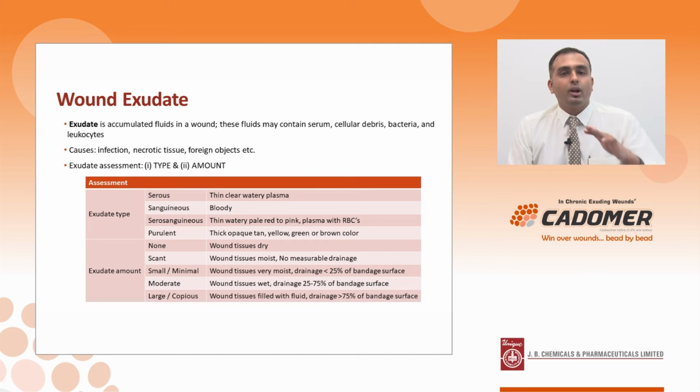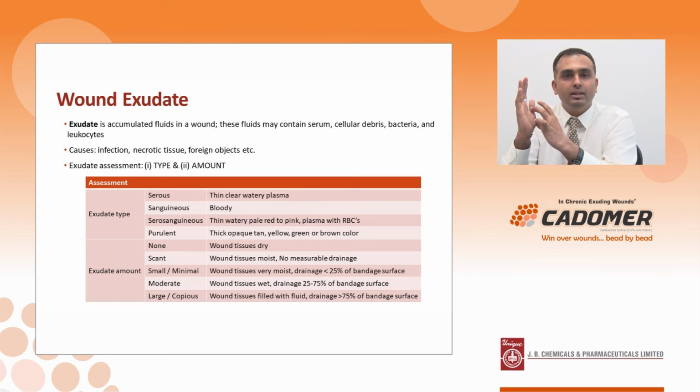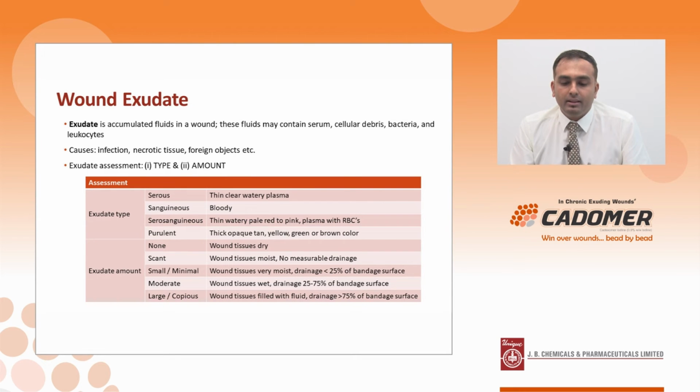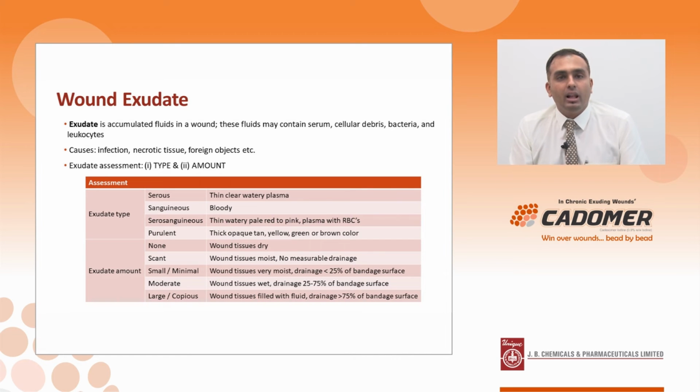So what it tells you is that when the bandage has been applied onto the wound and I take off the bandage, I will see that on 25% of the bandage surface the exudate has been absorbed. In that case, the exudate amount would be called small or minimal. Moderate is when it is covering 25 to 75% of the wound or bandage surface, and it is called large or copious when it is covering almost three-quarters of the bandage surface. That is when it is said to be large, or the exuding is very high.